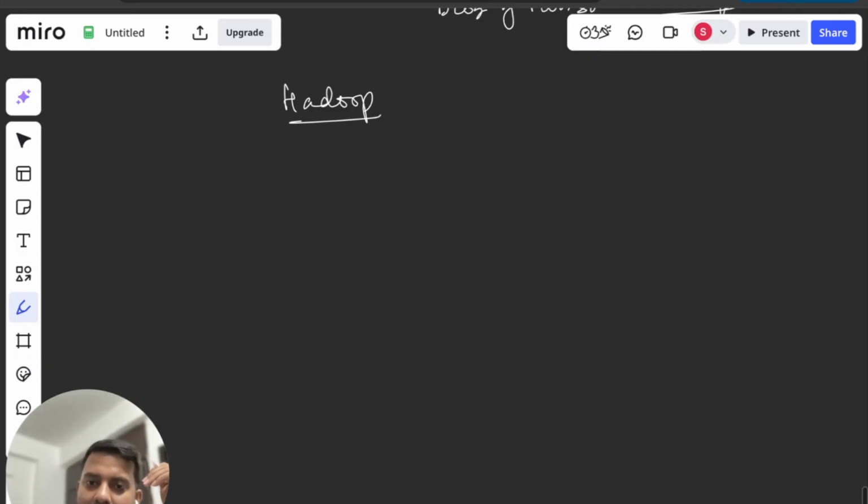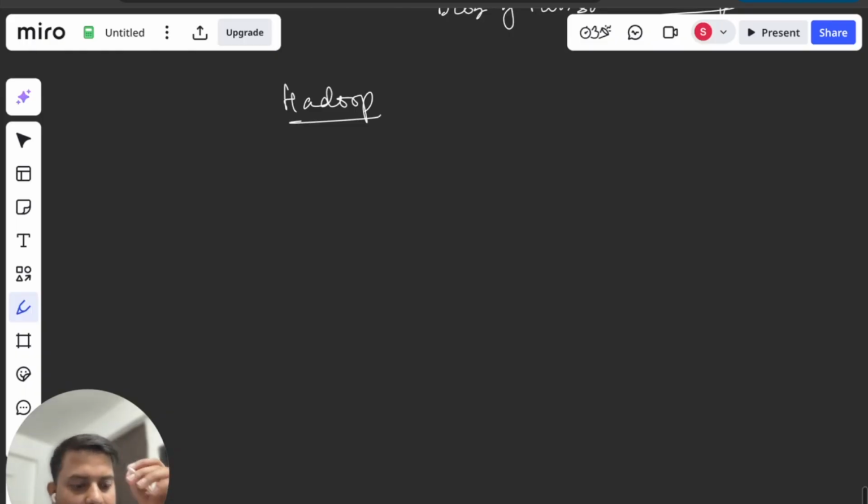We need to understand this concept very well. Then only it will be easy for us to understand why we need PySpark, why we need Spark, why not everything can be handled with Hadoop. Yeah, that is the thing. We need to understand it.